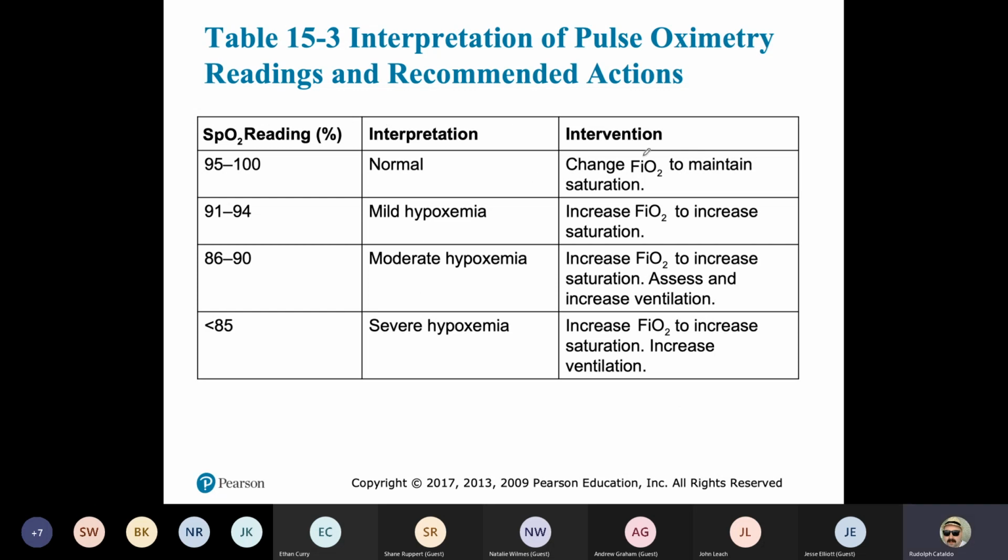Interpretation of our hypoxemia, so our low oxygen in the blood. 91 to 94 is considered mild hypoxemia, 86 to 90 moderate, 85 or less is severe. Again, that depends on the patient. I'm not going to say this for every patient because if I have a COPDer who normally sits at 83%, that's their normal. That doesn't mean that they're hypoxic, but their body is usually used to dealing with that.